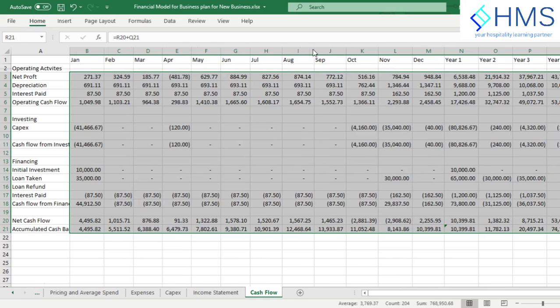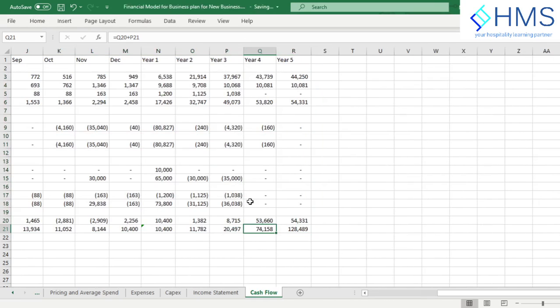So this is how you can model your cash flow. In the next video, we're going to model the balance sheet as well.